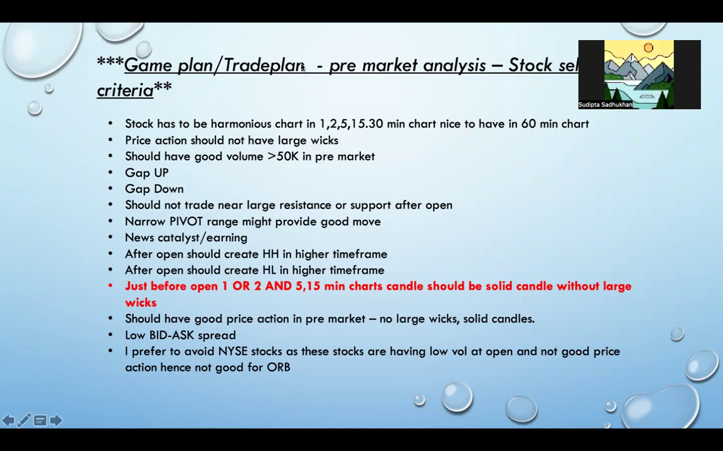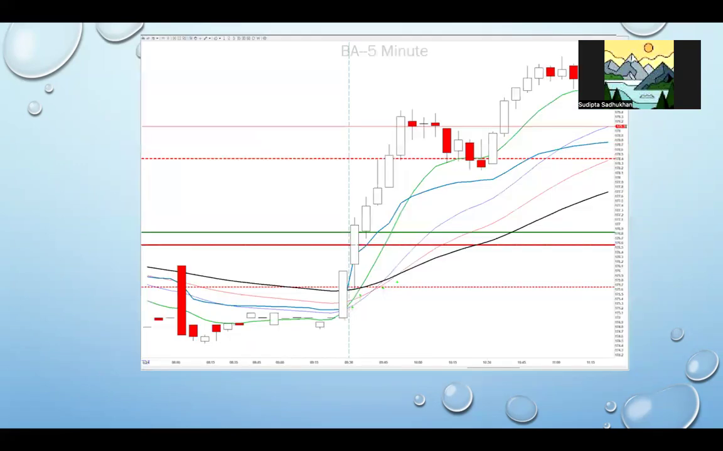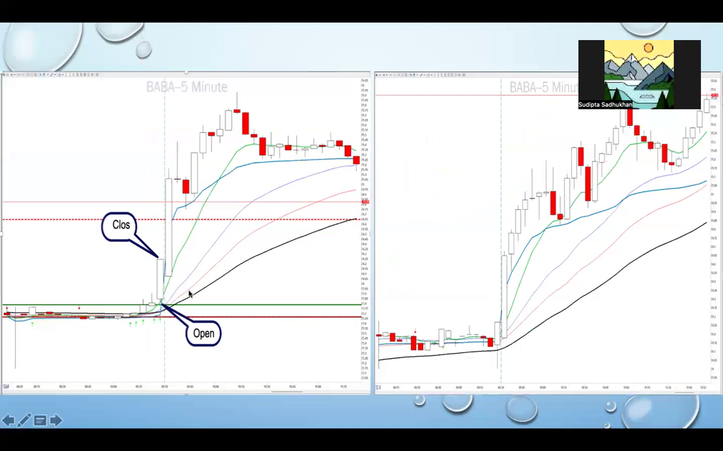The stock has to be in a harmonious chart. Most of the time frames, like 1, 2, 5, 15, 30, and 60-minute charts, should have a harmonious pattern, like the 8, 21, 34, and 55 moving averages, all four moving without any crossover. Like you see here, these moving averages are moving without any crossover, without touching each other. That will give good conviction that there is a high possibility that the price will have a good move after open.